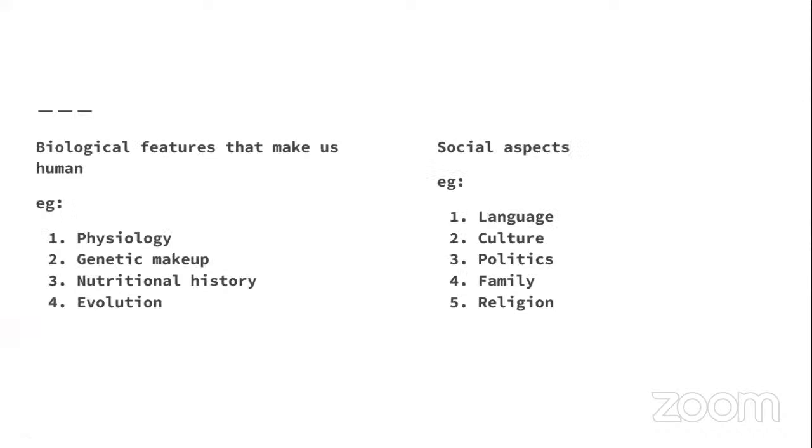So anthropology not only is concerned with the biological features that make us human, such as physiology. Physiology, as you all know, is one of the biological sciences which focuses on the biology or the parts of the human body, the genetic makeup, that is your genes, the nutritional history of different humans that lived in different periods of time, and the evolution of humans themselves. And also, it focuses on the social aspects like languages, culture, politics, family, and religion.